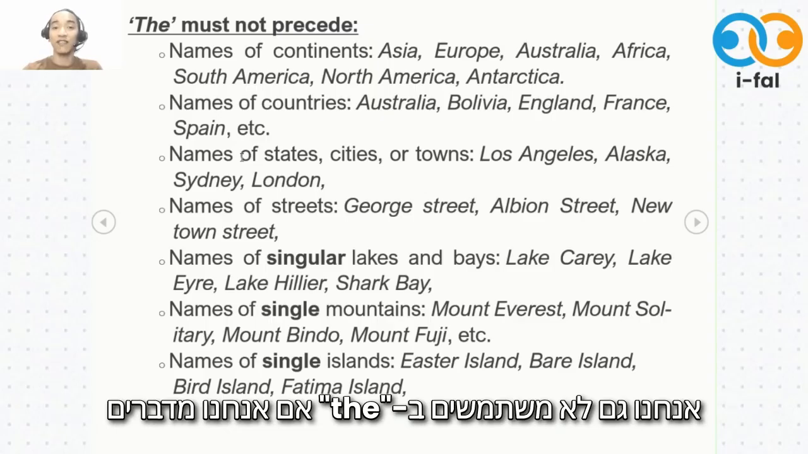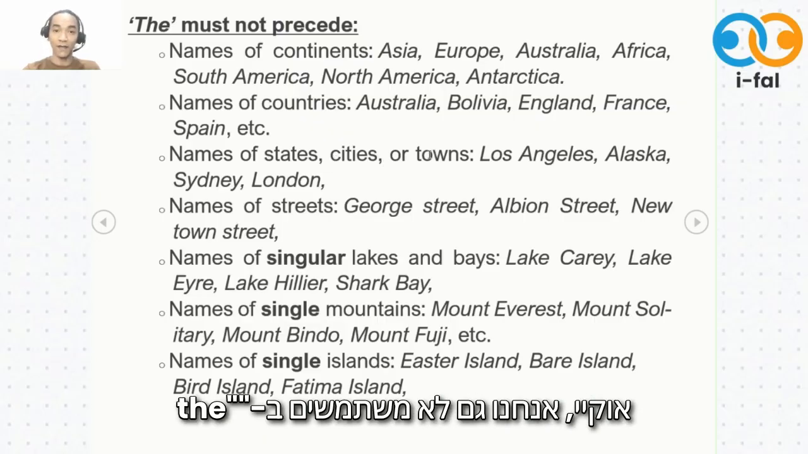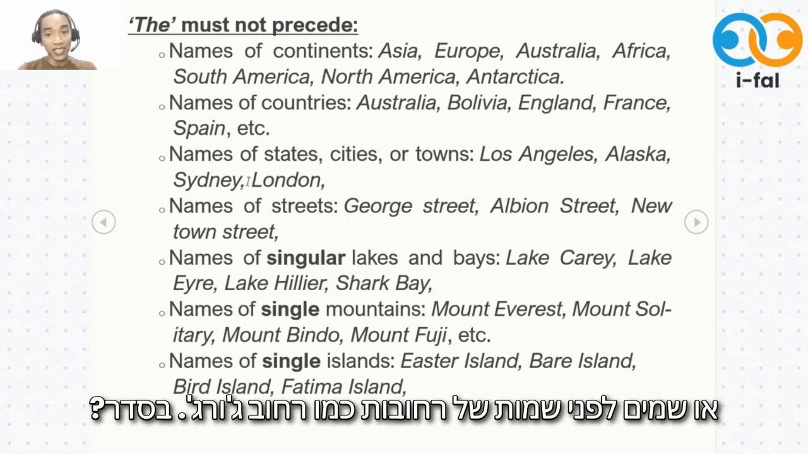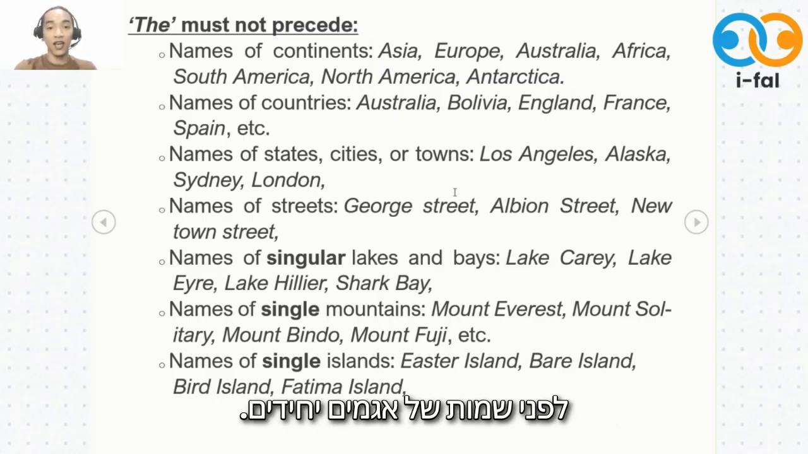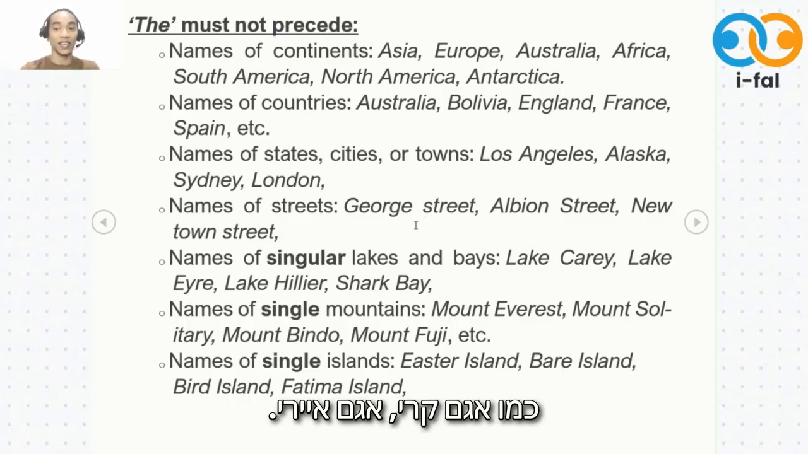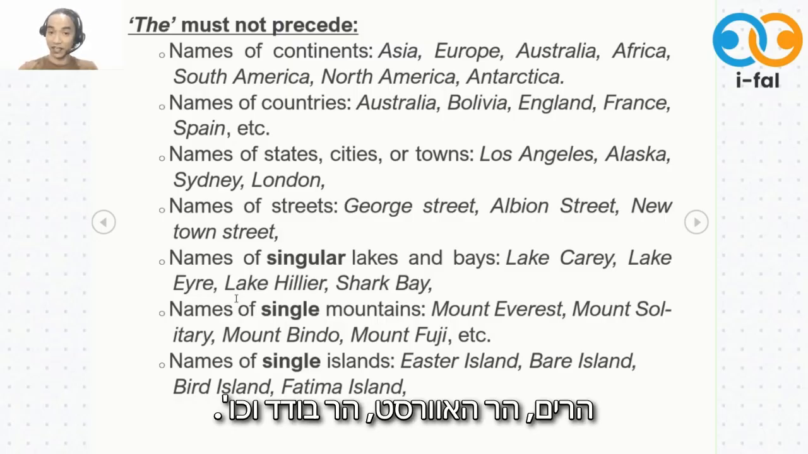We also don't use the if we're talking about names of states, cities, or towns. Okay? We also don't use or put the before names of streets like George Street, Albion Street, etc. We also don't use the before names of singular lakes and bays, singular lakes like Lake Carey, Lake Erie, and so on. We also don't use the for names of single mountains, Mount Everest, Mount Solitary, and so on.